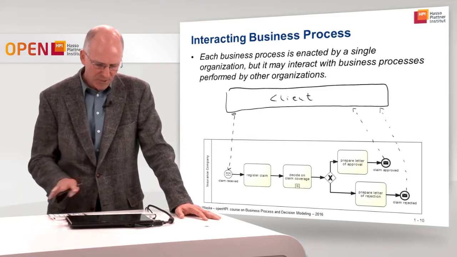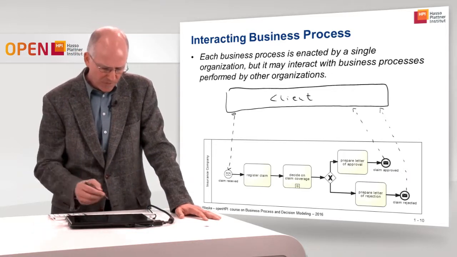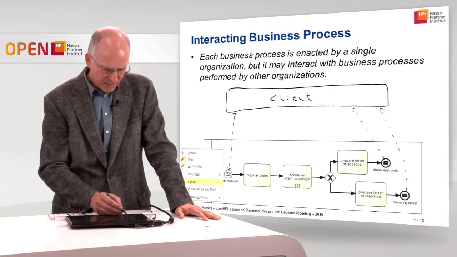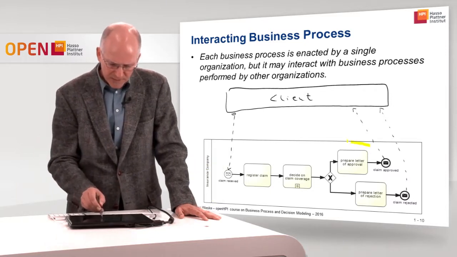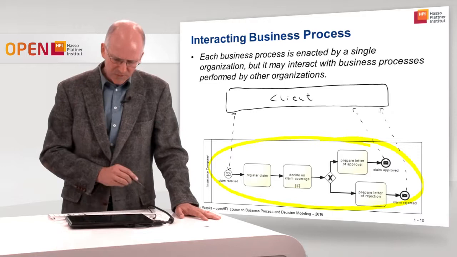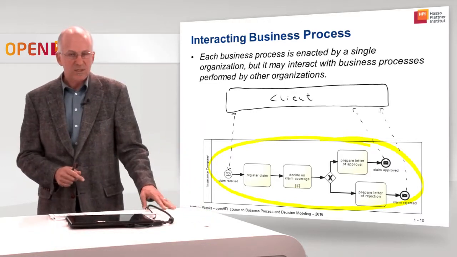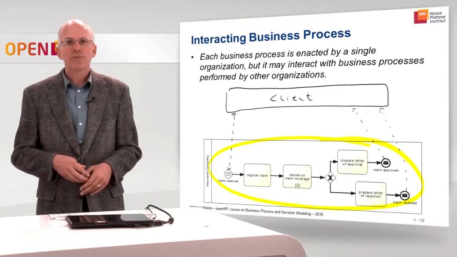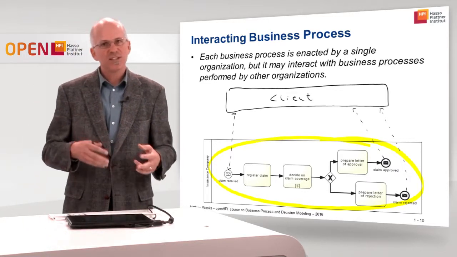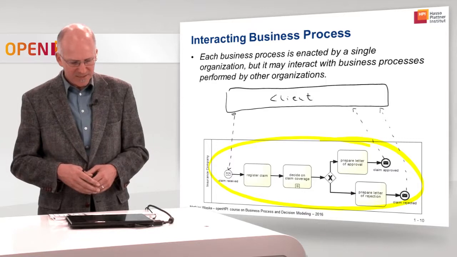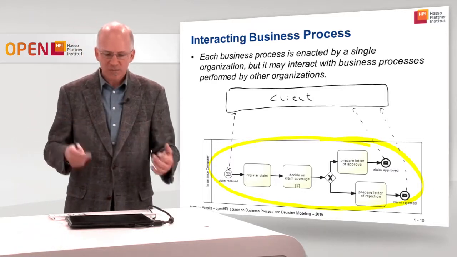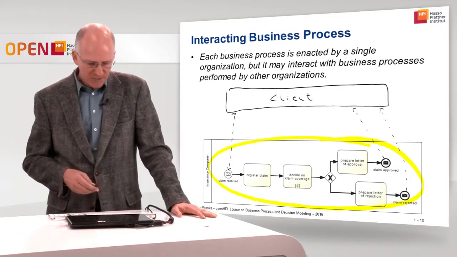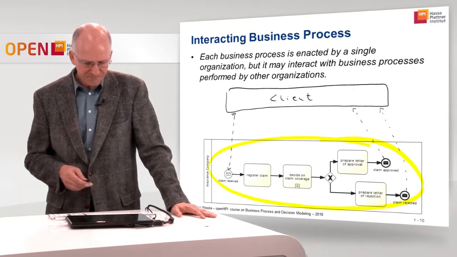The point I'd like to make here is that the scope of a business process is a single organization. So when I use the highlighter to scope what a business process is, it's the set of activities that are performed in coordination in an organizational and technical setting, and that might communicate with business processes of another organization, which is the client in this case.